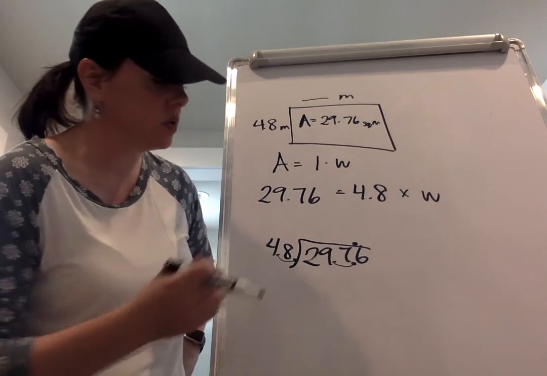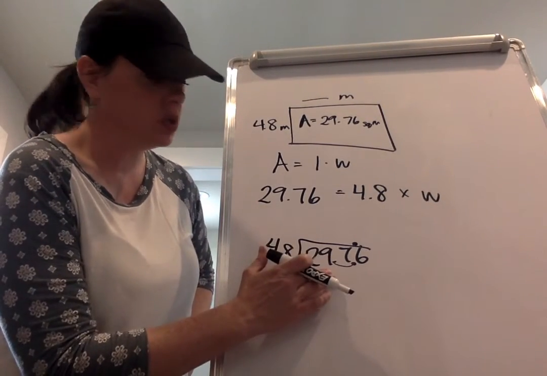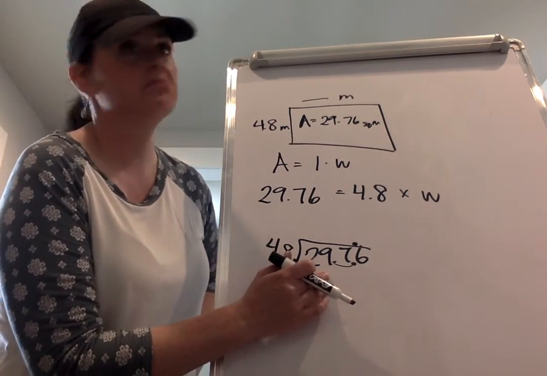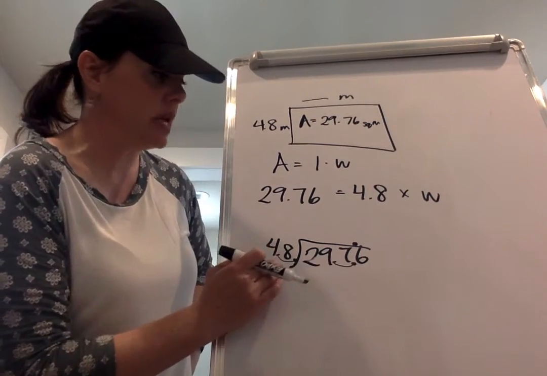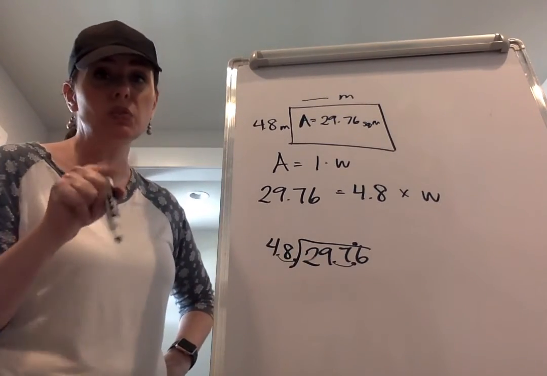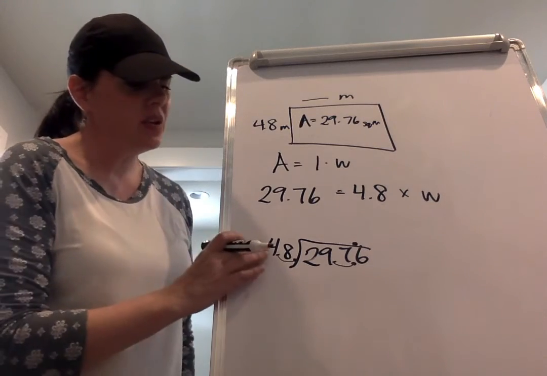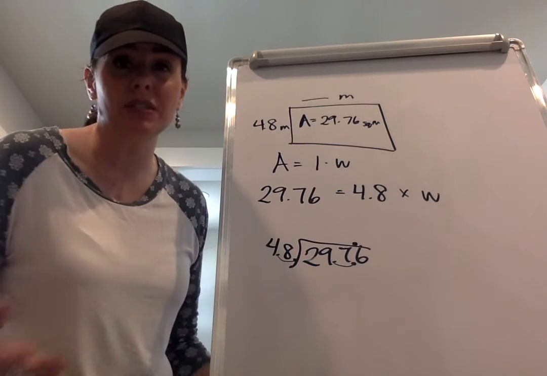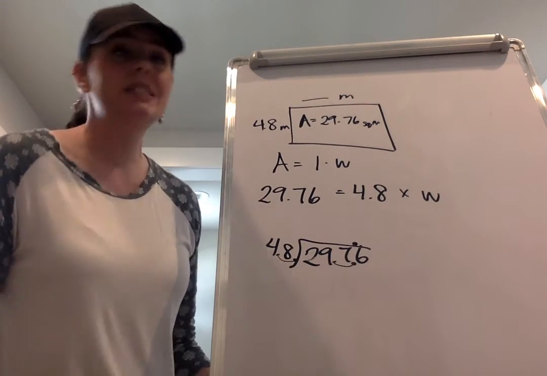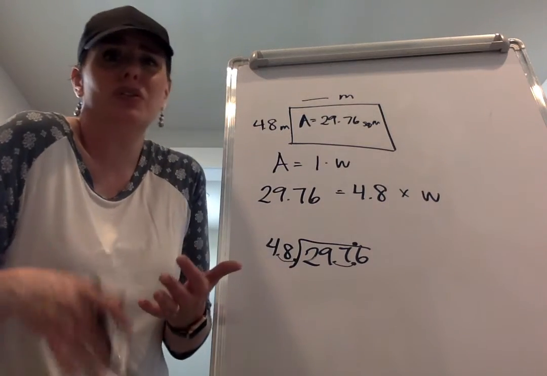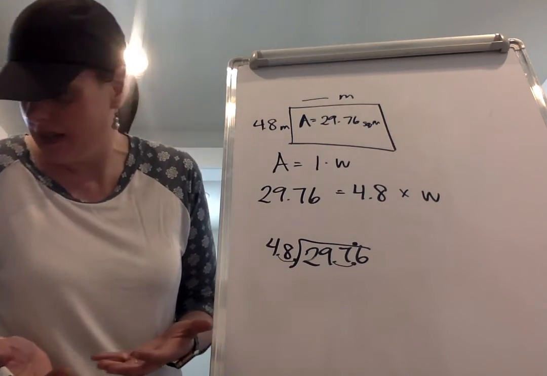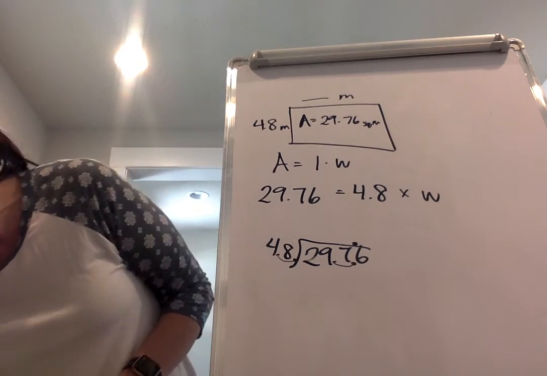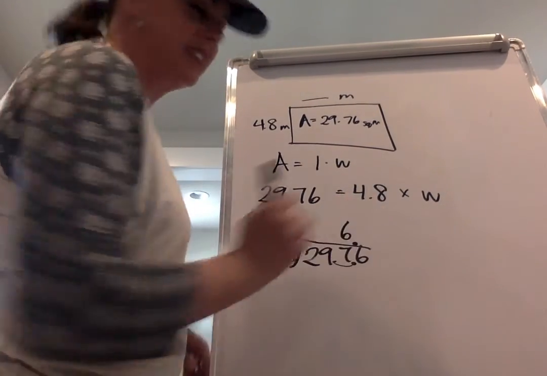So my next thought is, okay, how many times does 48 go into 2? Well, that's too small. How many times does 48 go into 29? Still too high. How many times does 48 go into 297? This is when I'm going to round. 48 is close to 50, and 297 is really close to 300. How many times does 50 go into 300? I'm going to take off a 0 on each side. How many times does 5 go into 30? 6 times. Am I close? Let's just try 6.